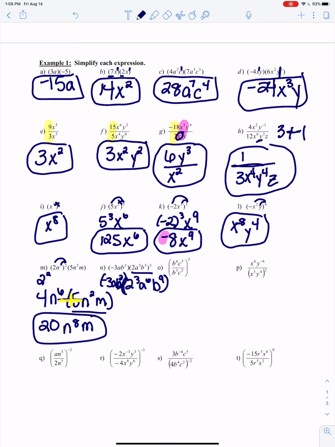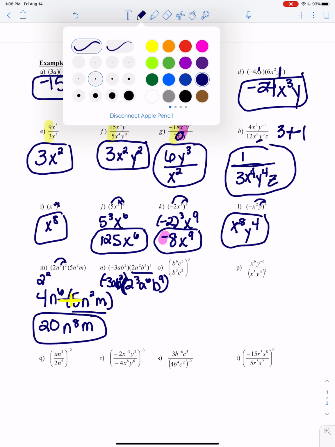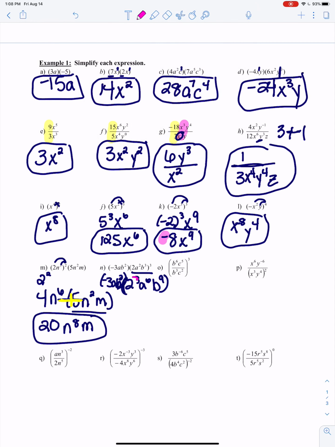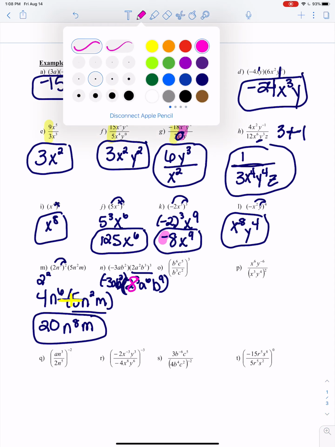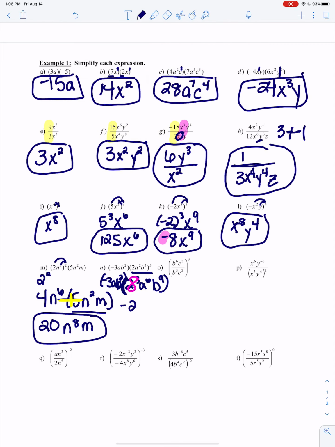Well, remember, 2 to the 3rd is going to give me 8. So I'm just going to put an 8 over this so I know that that's an 8. So negative 3 times 8 gives me negative 24. I add my powers of a's, so I get 7, and I add my power of b's, I get 11.